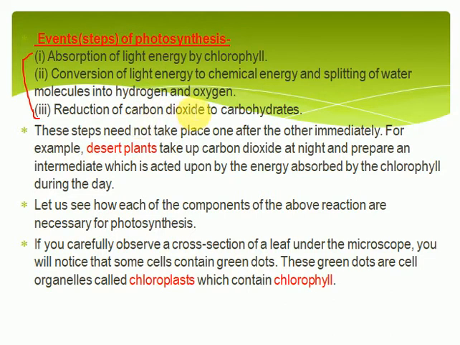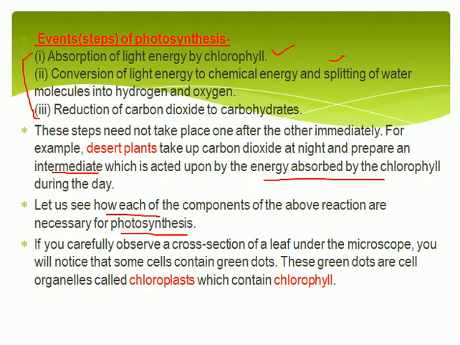For example, in case of desert plants, they take up carbon dioxide, but the further processes take place during the daytime. The energy absorbed by the chlorophyll acts on the intermediate which is formed at night time in case of desert plants. Let us see how each of the components of the above reaction are necessary for photosynthesis. Now I'll be showing you two activities which would demonstrate the different components which are necessary for the process of photosynthesis.